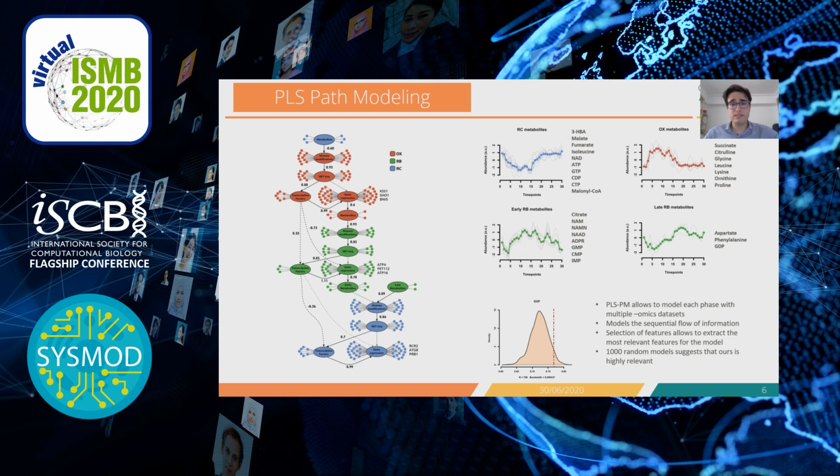We also randomized relationships in 1,000 models and plotted the goodness of fit, showing that our model is highly relevant compared to the distribution that we obtain. A big advantage of using PLS path modeling is that we can see which are the best indicators on each of the latent variables. In this way, we can select the features that contribute the most to our model, and these features are putatively one of the drivers of each phase, or each of the positions that we model of the yeast metabolic cycle.